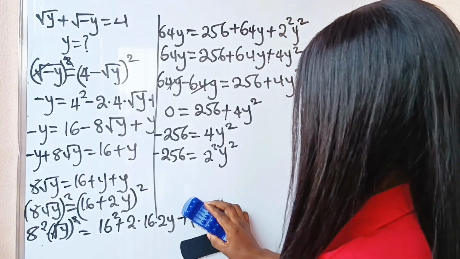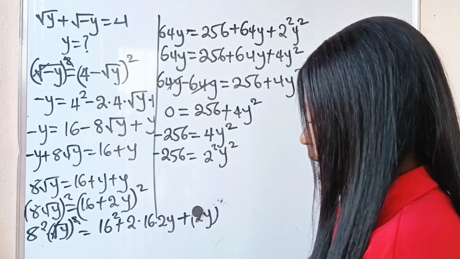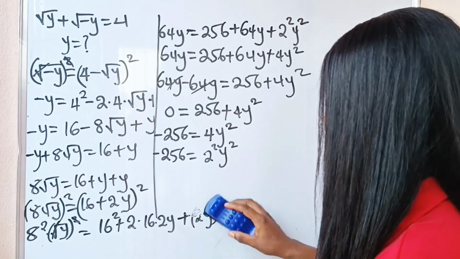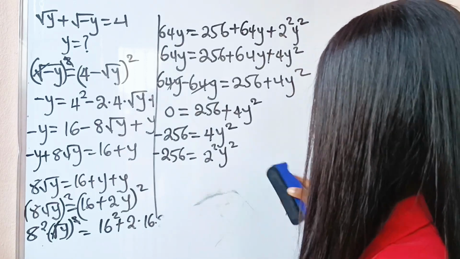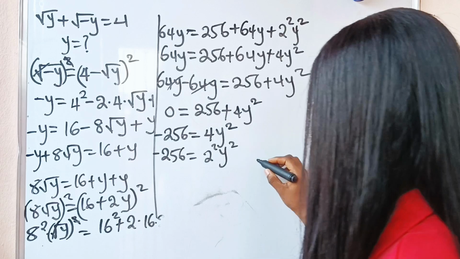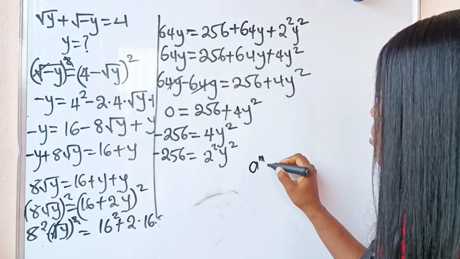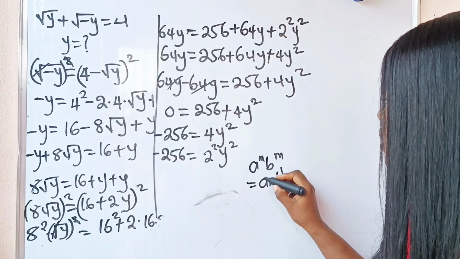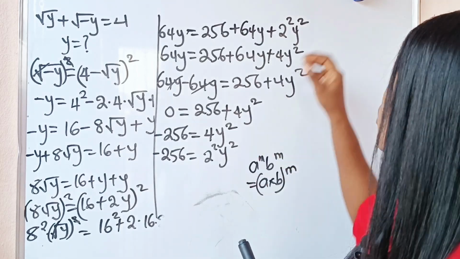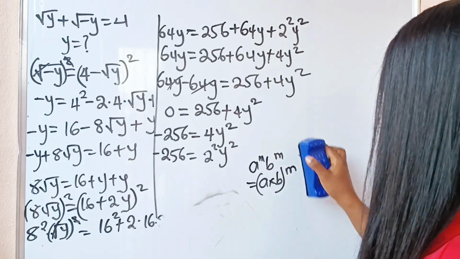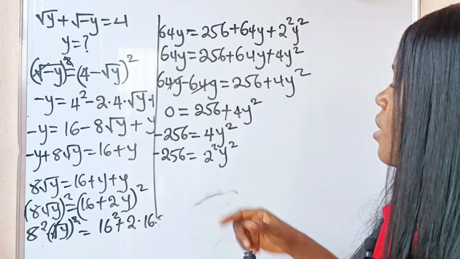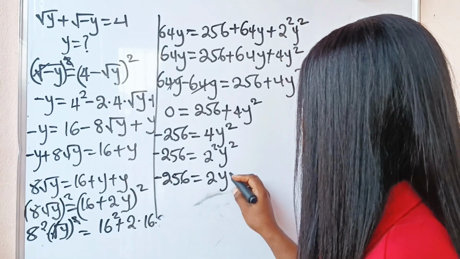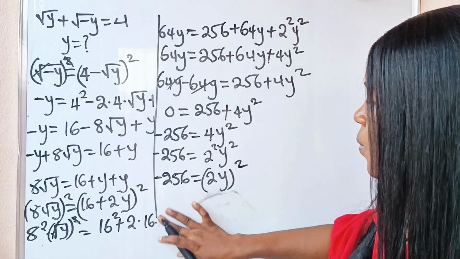Yeah, I know what I'm doing. Sorry. I'm doing that because I actually want to get a square here so that I can take the square root of both sides of the equation. Remember that when you have a to the power of m multiplied by b to the power of m, this can be written as a multiplied by b raised to the power of m. So that means we can now write this as minus 256 is equal to 2y squared. That is what we have.